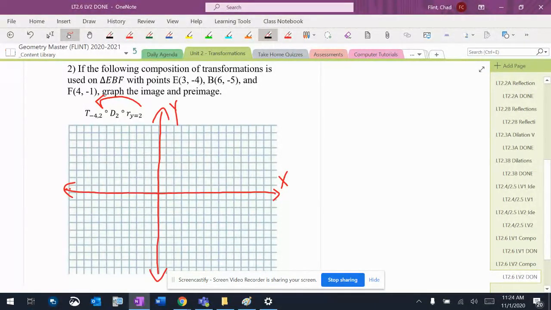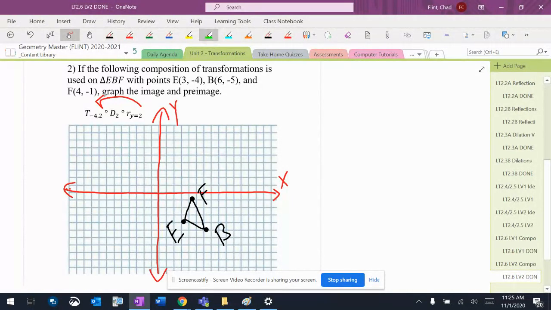So 1, 2, 3, 1, 2, 3, 4. 1, 2, 3, 4, 5, 6, 1, 2, 3, 4, 5. And 1, 2, 3, 4, 1. So we're looking at E, B, and F.